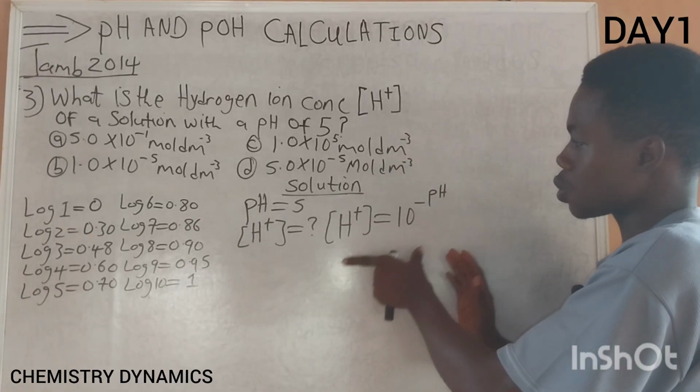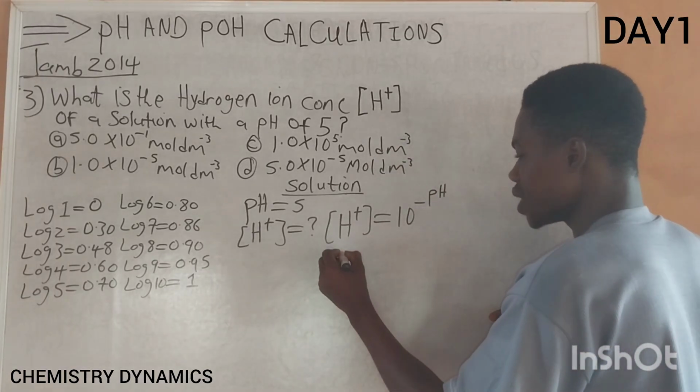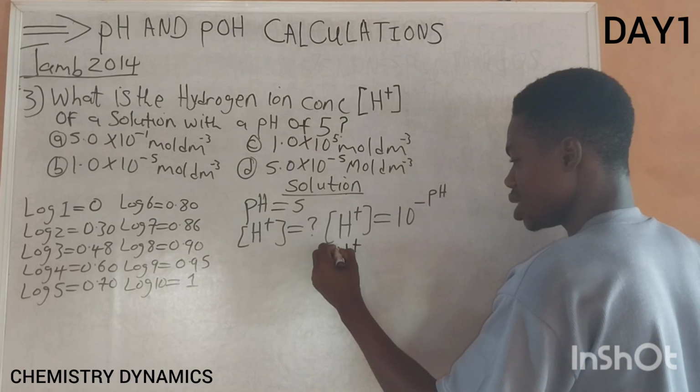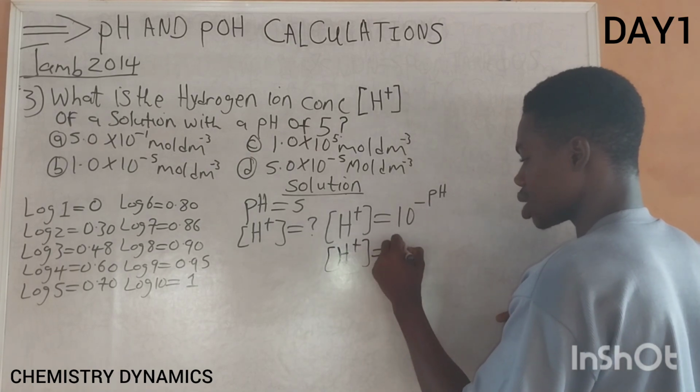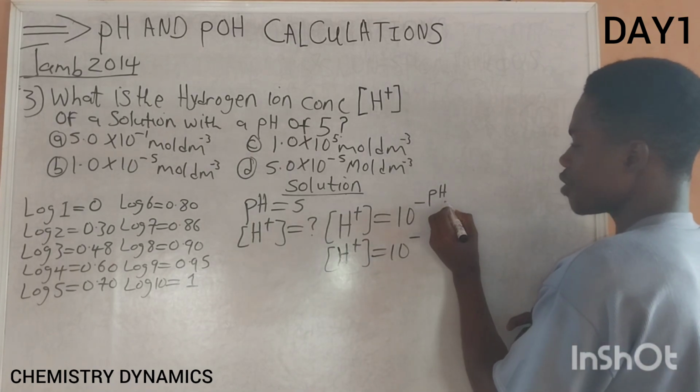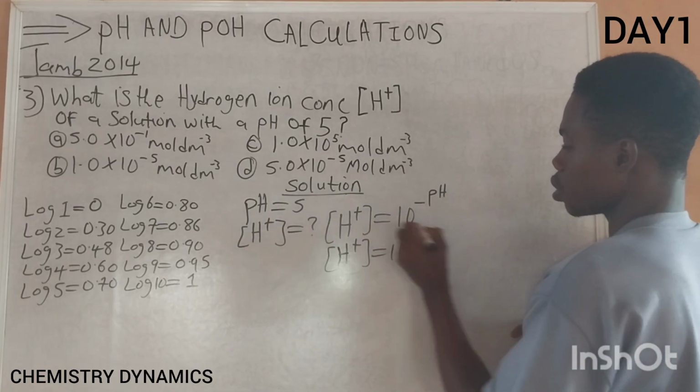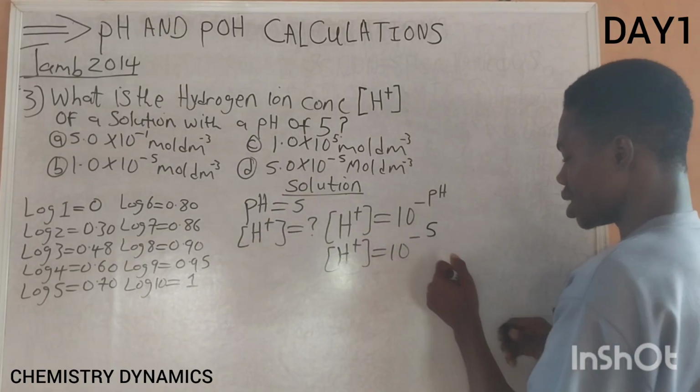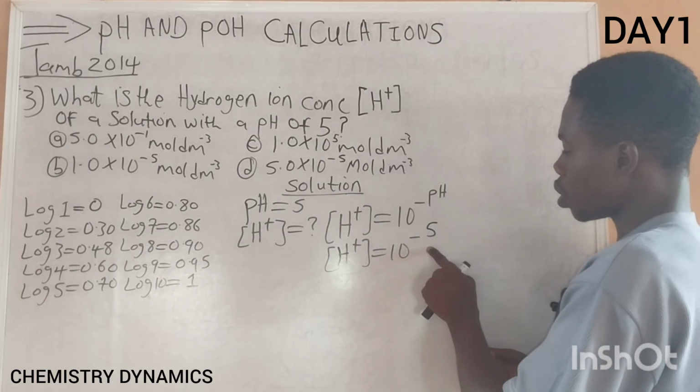So let's continue with the calculation. So hydrogen ion equals 10 raised to power minus. Now what's the value for pH? pH was given to us before as 5. Are you seeing it now? So hydrogen ion equals 10 raised to minus 5.